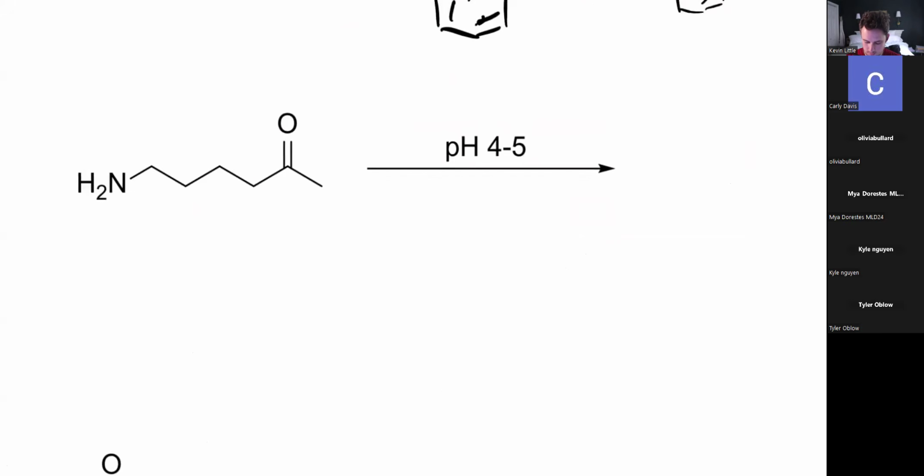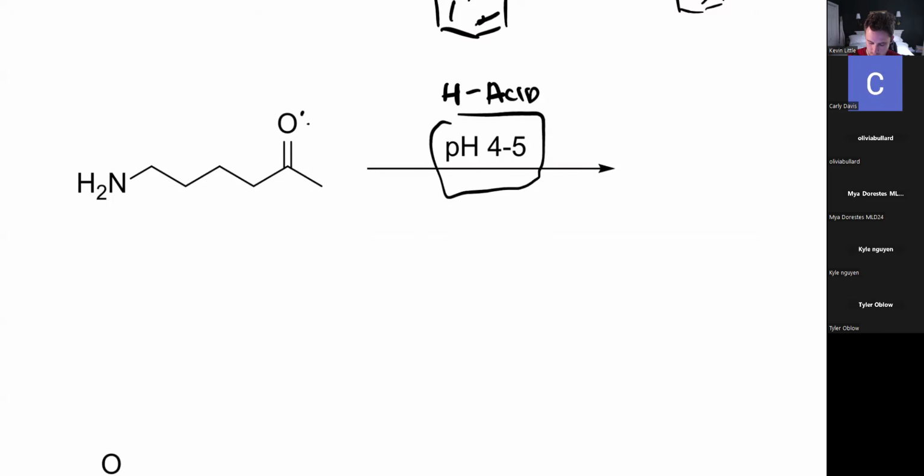Here's a reaction. This says pH 4 to 5. That just means slightly acidic conditions. So, pH 7 is neutral, so under that is slightly acidic conditions. So this is just a fancy way to say that I have some sort of acid sitting around, right? There's some mild acid here.